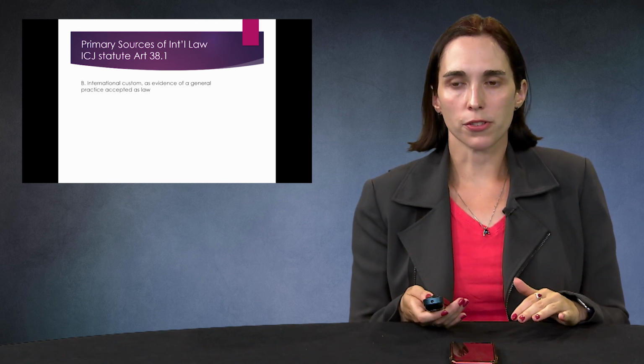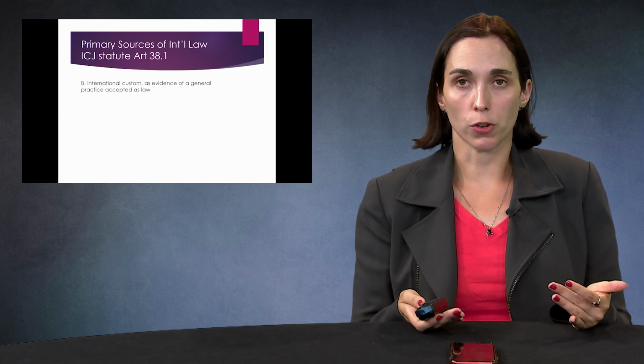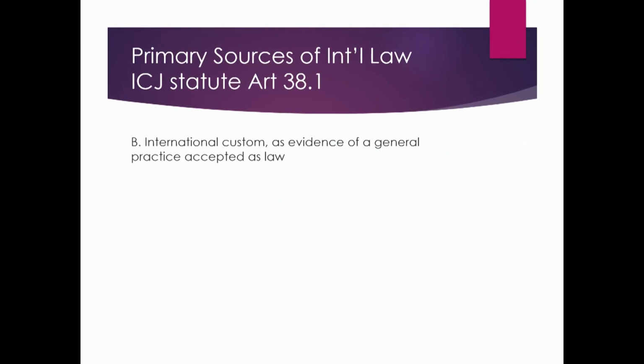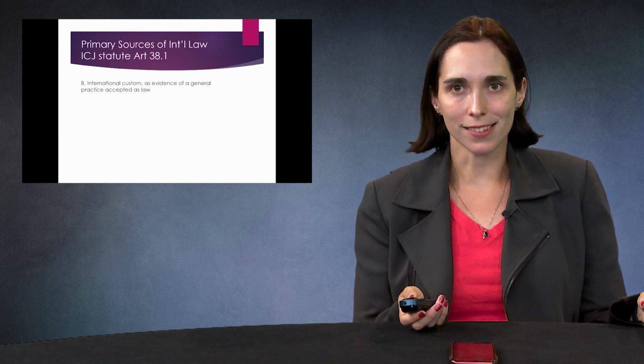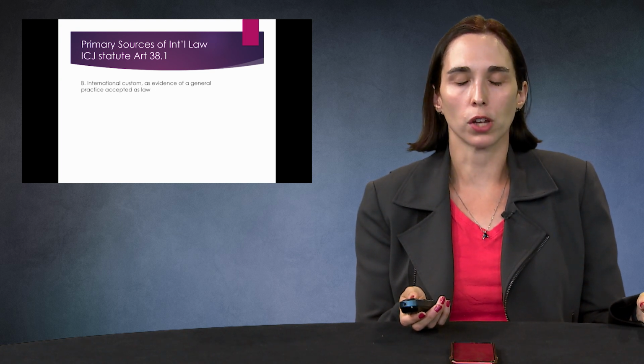The second source of international law, which is really important when we're talking about space law, is customary international law. And here we see it articulated as international custom as evidence of a general practice accepted as law. So there's actually two components, two prongs that are built into this language here, and you have to satisfy both of them in order to find that there is an existing rule of customary international law.